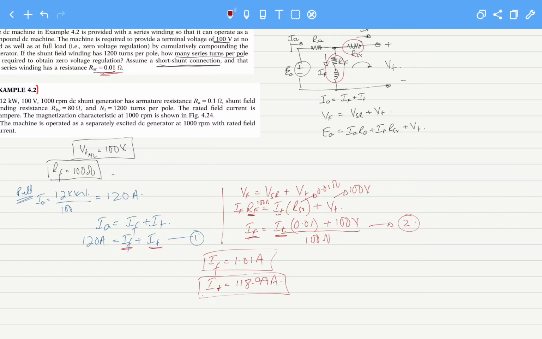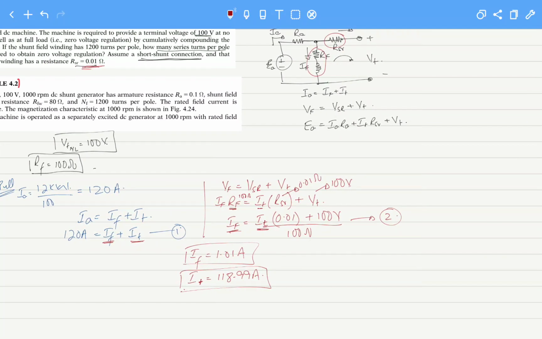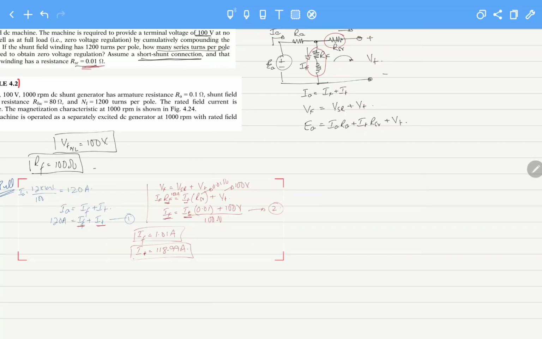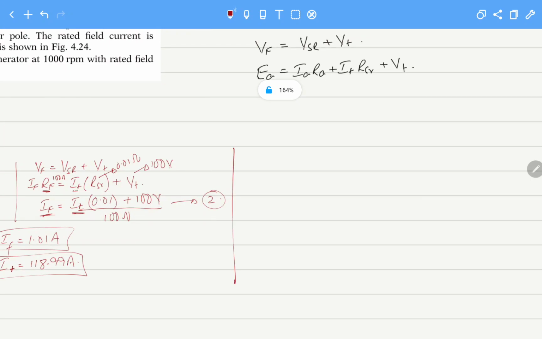So these are the two values that we get from here. At full load, how much should be the internally generated voltage so that at the output we get the terminal voltage? We can calculate it like this.